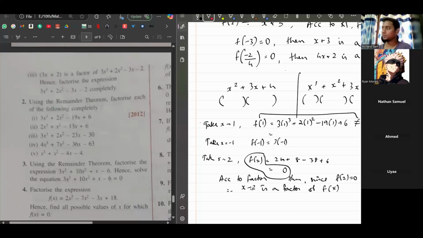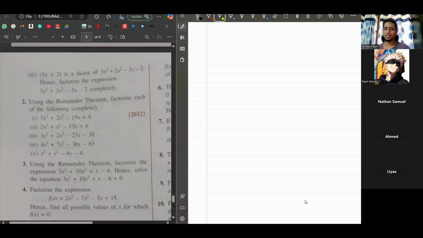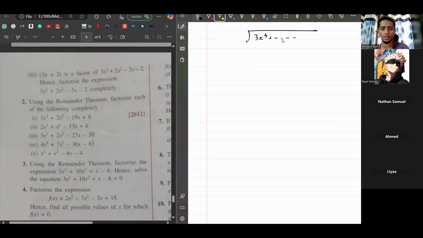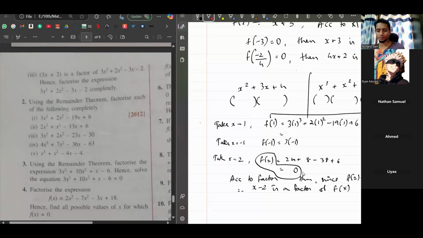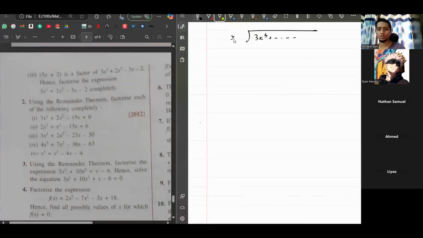How many factors we need? We need 3 factors. So your next step is to do the long division method. The whole polynomial divided with your first factor. What's the first factor? X minus 2. So this is one method to do it, which is called the long division method. The other method is the shorter method. It is called the synthetic division.